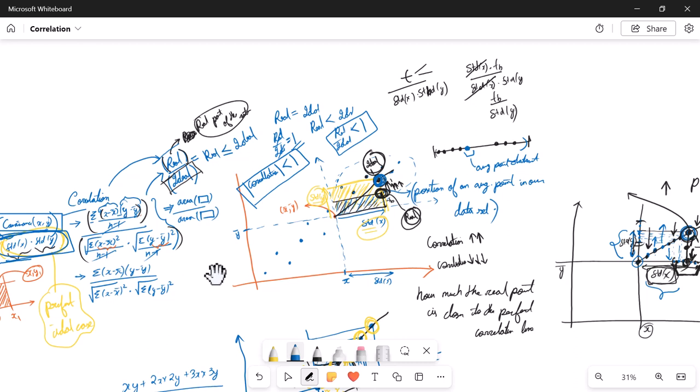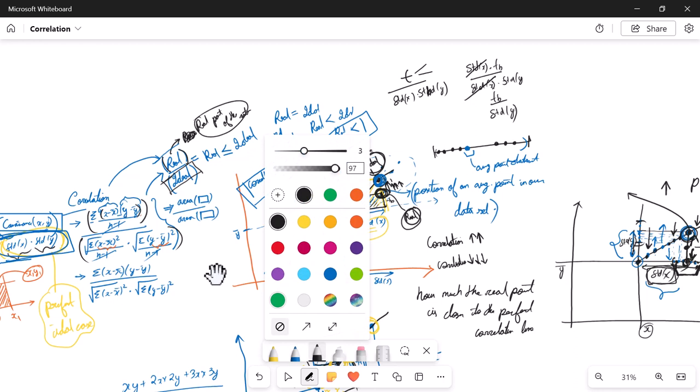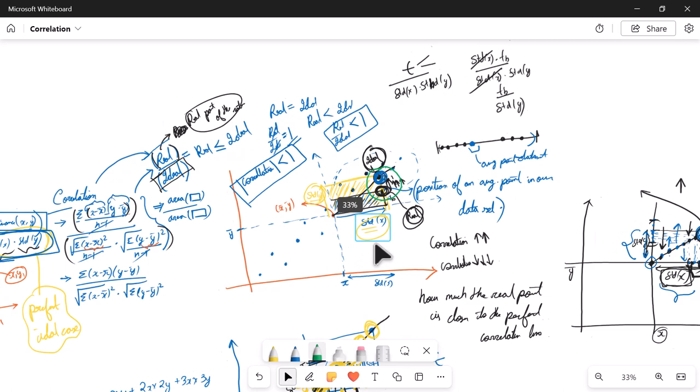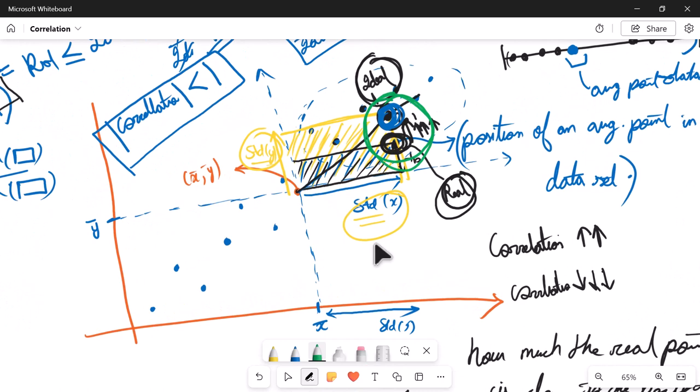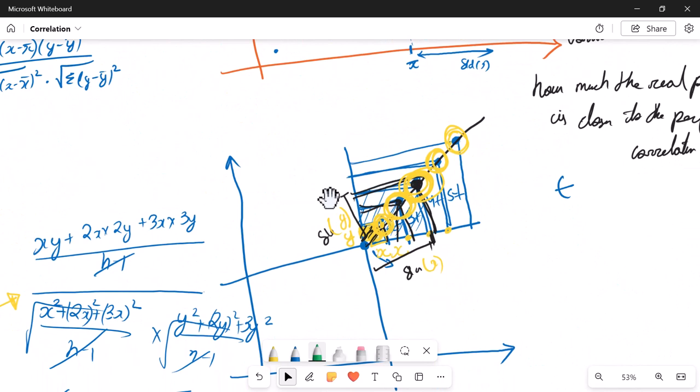If the points are very close to each other, if the real point and the ideal point overlap, as you can see in this case, if the ideal point and the real point overlap, then we get the perfect correlation. And I showed you another point of view of viewing the perfect correlation, another perspective of viewing the perfect correlation, as this rectangular point of view as well. So this is what it is.